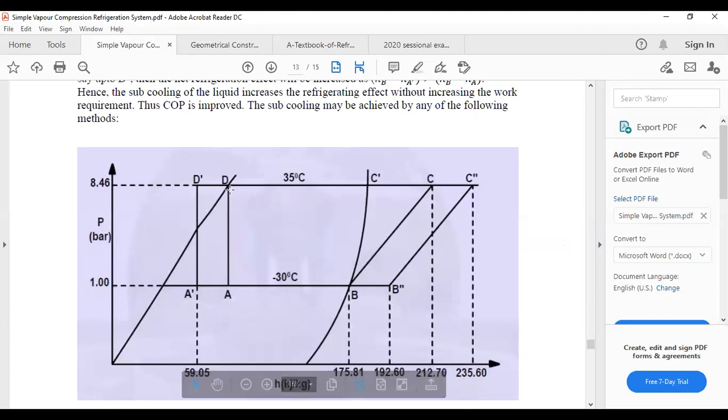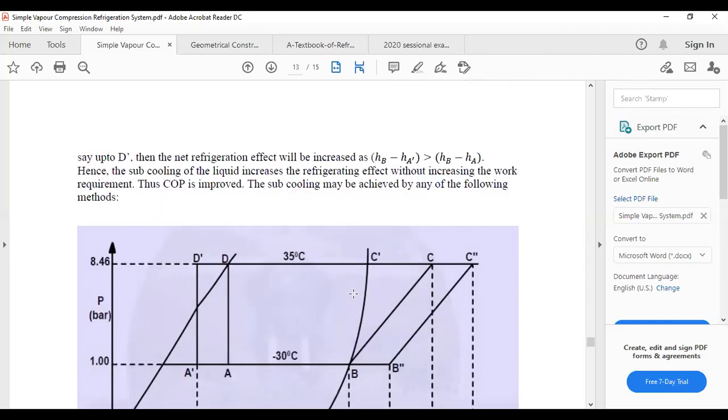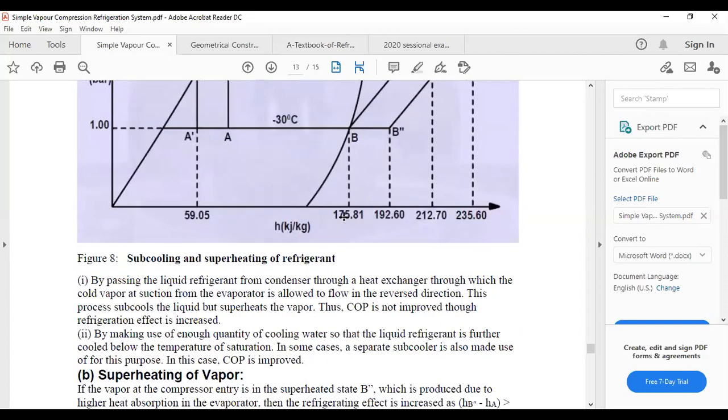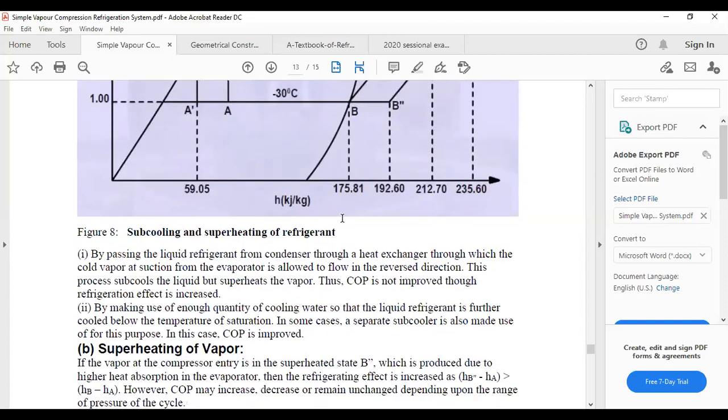But as you have subcooled here, A goes to A prime. So the new amount of heat that this system will absorb is from A prime to B. Can you observe that the difference between A prime and B is bigger than the difference between A and B? So the enthalpy at B minus the enthalpy at A prime is greater than the enthalpy at B minus the enthalpy at A. This results in an increase in the COP. So there is an improvement of the COP by subcooling. This is the impact of subcooling. When you subcool, you increase the COP.